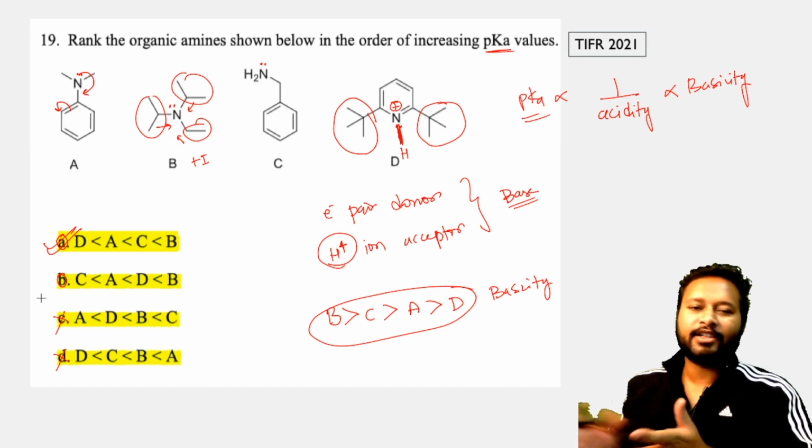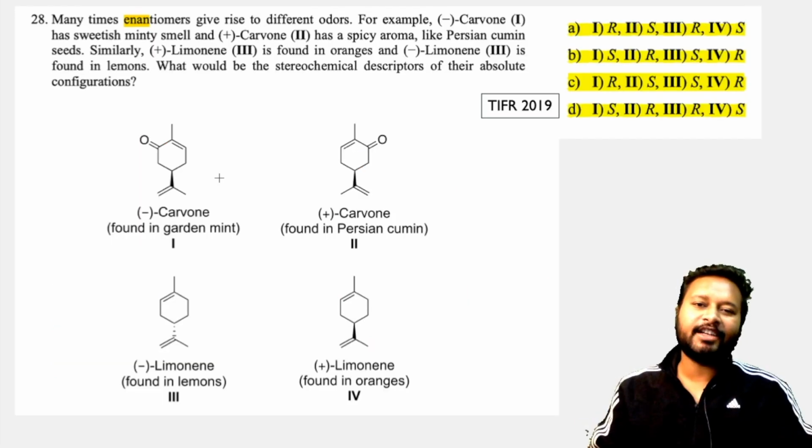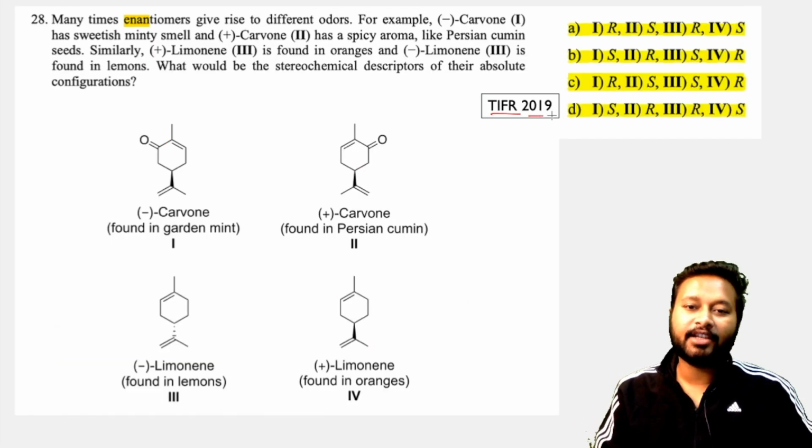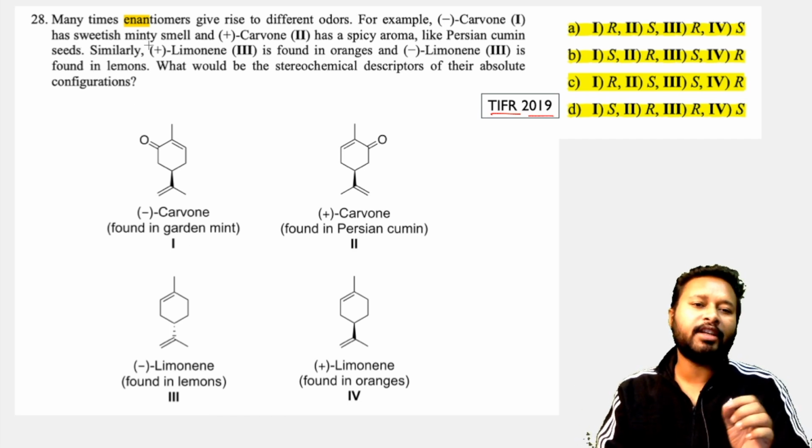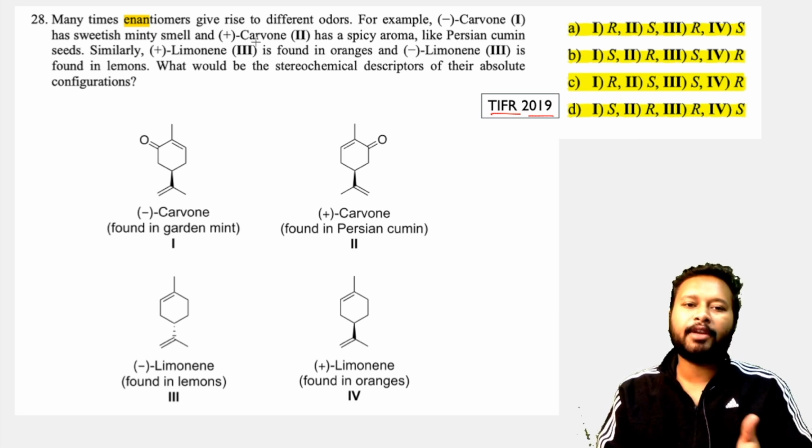All right, now let's go to the next question then. Let's take the last question for this video. It was asked in the TIFR 2019 exam, and it says many times enantiomers give rise to different odors. For example, minus carvone, that is molecule number 1, has the sweetest minty smell, and plus carvone, that is the second molecule here, has a spicy aroma like Persian cumin seeds, right?